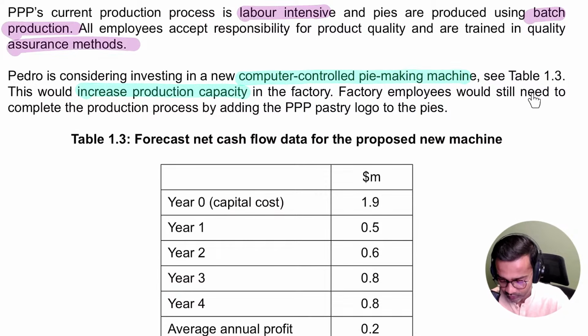Now, factory employees would still need to complete the production process by adding the PPP pastry logo to the pies. Now, that's a big letdown, right? If you're a worker who was asked to do Kaizen, who was asked to check every piece of production, where you were asked to perform quality checks. Now, all you are asked to do is simply put a logo. I don't think this is something that makes workers very happy. So where the motivation was high earlier, this is a low motivation moment for them. Okay.